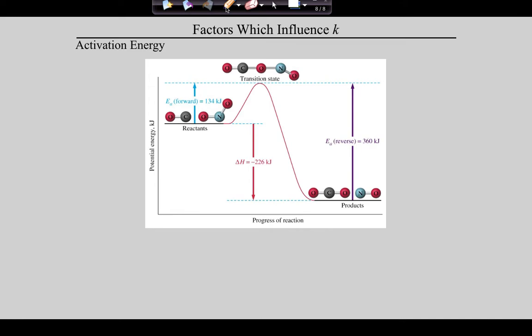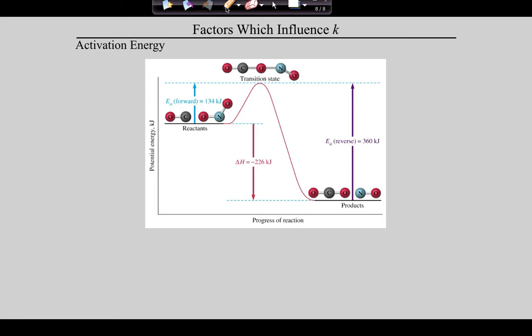What determines, fundamentally, if a collision will be effective? Right, but bottom line is, what has to be true for a collision to be effective? It's got to get over the hump. Yes? It's got to get over the hump. That means it's got to be properly oriented and it's got to have enough energy to get over the hump. How much energy is that?